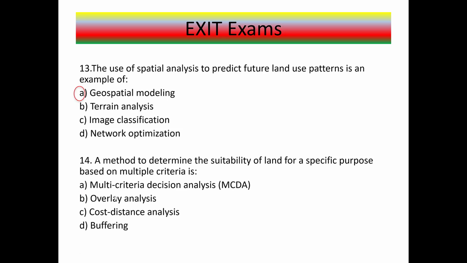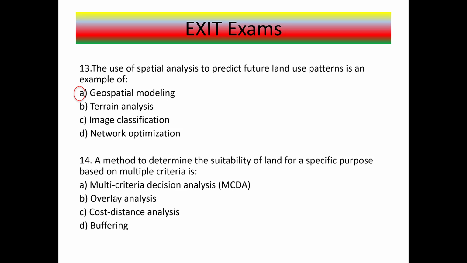Typically, this is an example of geospatial modeling. Geospatial modeling combines remote sensing, GIS and GPS datasets as input for determining the status of future land covers of a certain area based on the current analysis of land covers.